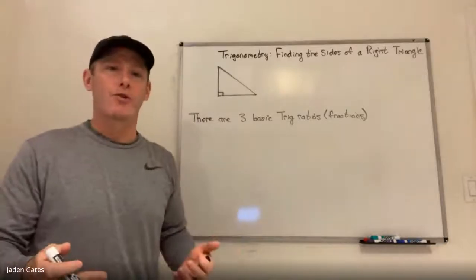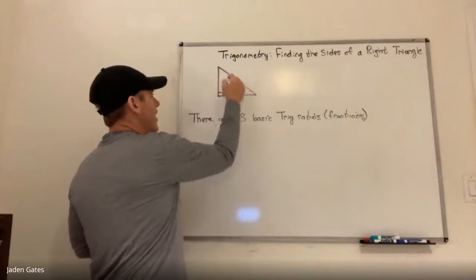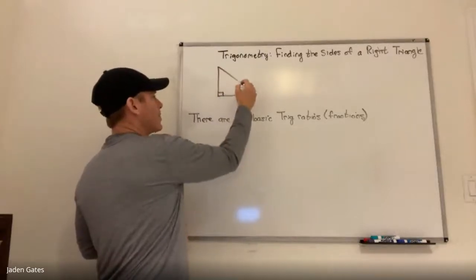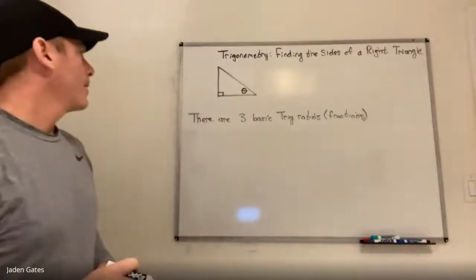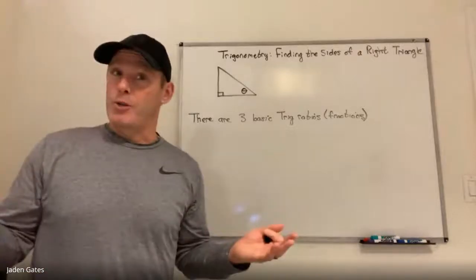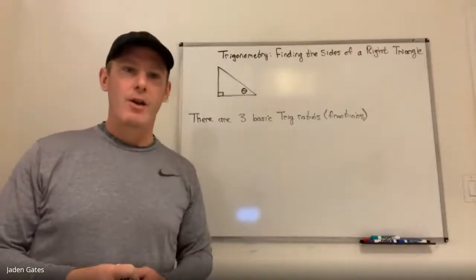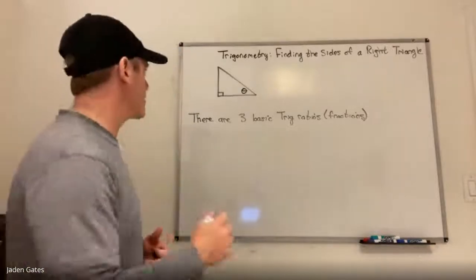Now, with a right triangle, you have to have a 90-degree angle. That's what makes it a right triangle. With trigonometry, there are two other angles, and one of those angles is going to be the angle that you're looking from. Now, in trigonometry, there are three sides to a triangle. Hopefully, I'm not surprising anybody there, but those three sides have specific names.